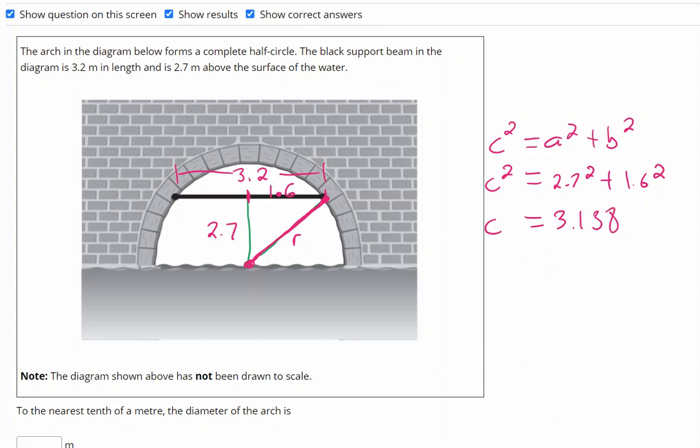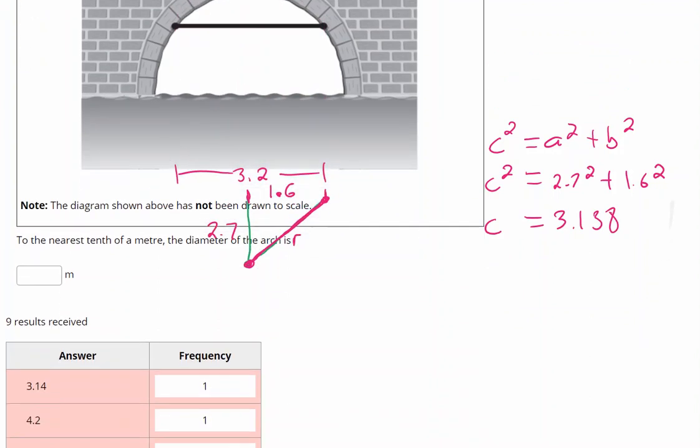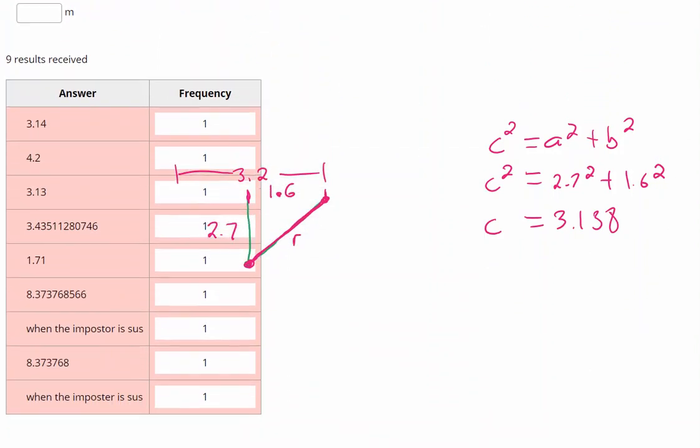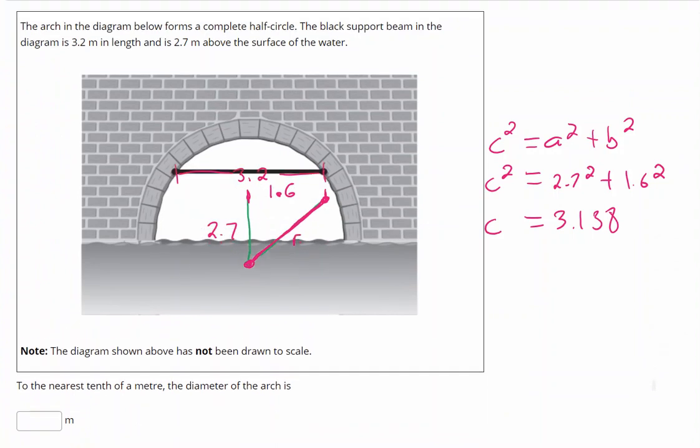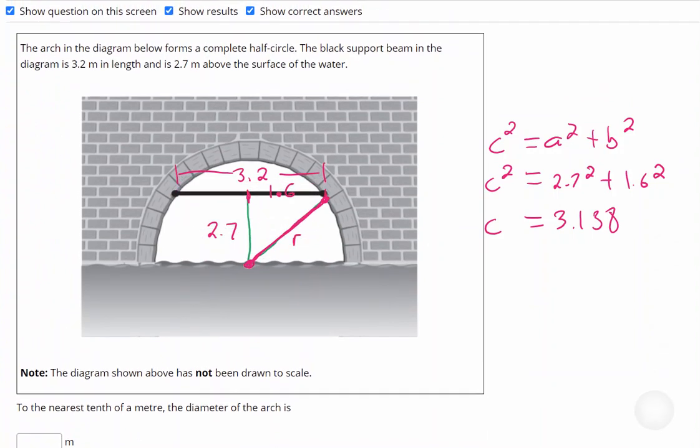It looks like a lot of people had 3.13 as their answer. So what's the last thing I have to do? Times by 2, because that was the radius. The diameter is 2 times that. So you just forgot to times by 2. That's a simple mistake, and it doesn't mean you don't know it. You probably just forgot what you were looking for.